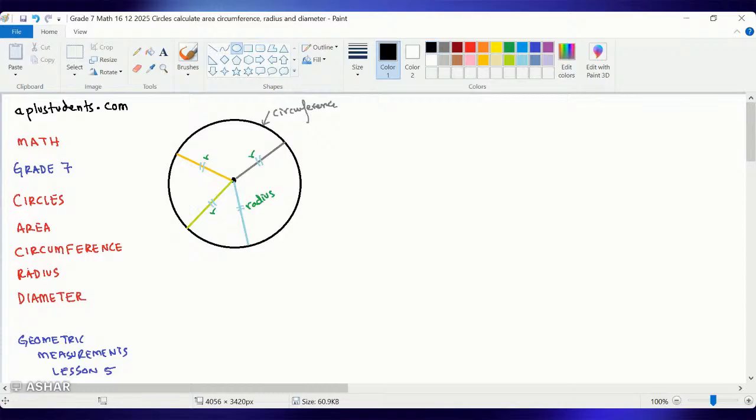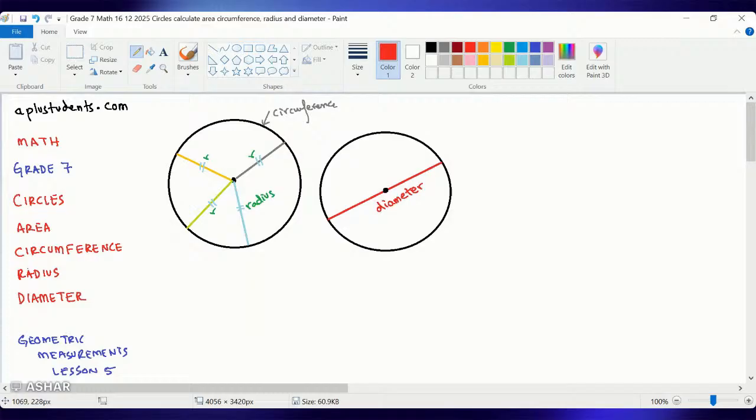Okay. If we have a circle in which a line is passing through the center of the circle and touching the opposite sides of the circle, then this length would be known as a diameter. A diameter passes through the center of the circle.